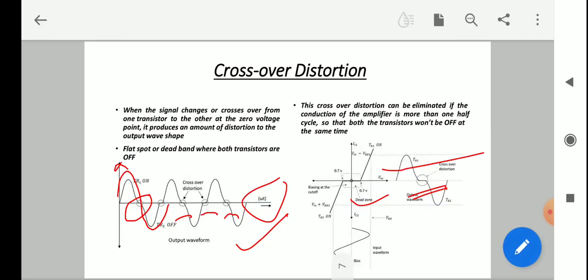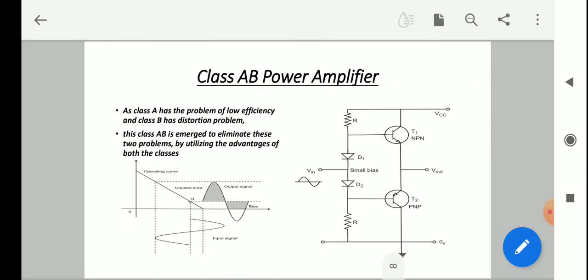So to avoid this distortion, the next power amplifier was designed, named the class AB amplifier. Class AB amplifiers have all the qualities of class A amplifier, that is, it is linear, low signal distortion, high gain, and it also overcomes the problem of class B amplifiers, and it has a high efficiency comparable to the class B amplifiers.